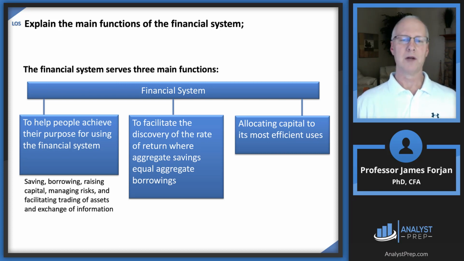And then the box on the left suggests that individuals and institutions have a purpose for the financial system, and that's borrowing and raising capital, but managing risks. Boy, we just spent a whole bunch of readings on risk management. And then facilitating trading of assets. And then this is pretty key here, the exchange of information. Every time 2 parties trade, the borrowers and lenders, there's probably some information that can be inferred from that trade.